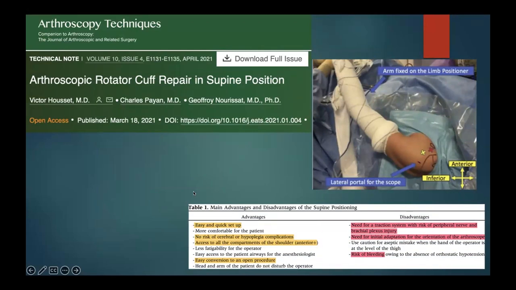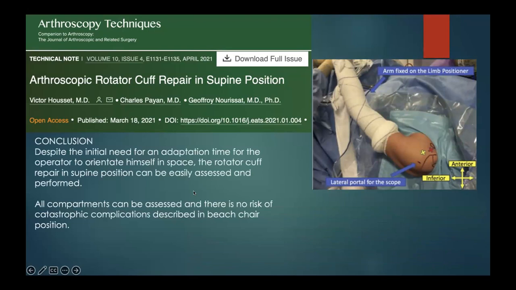The disadvantages are the need for a traction system, the need for initial adaptation for the orientation of the scope, and risk of bleeding. In conclusion, despite the initial need for an adaptation time for the operator to orient himself in space, rotator cuff repair in the supine position can be easily assessed and performed. All compartments can be assessed and there is no risk of the catastrophic complications described in the beach chair position.